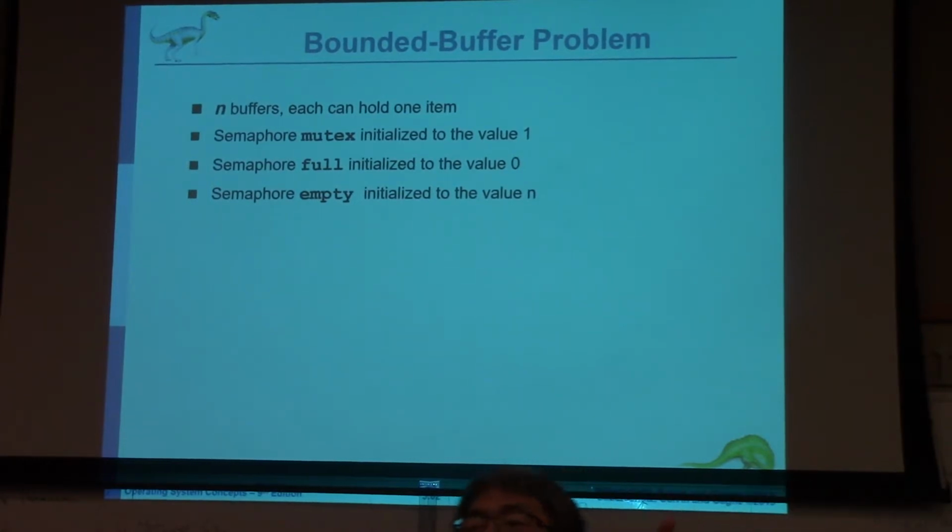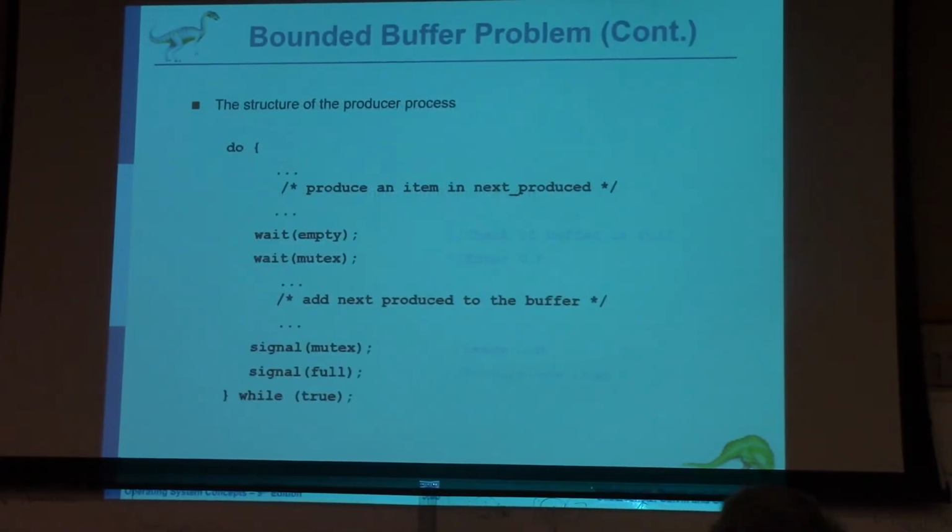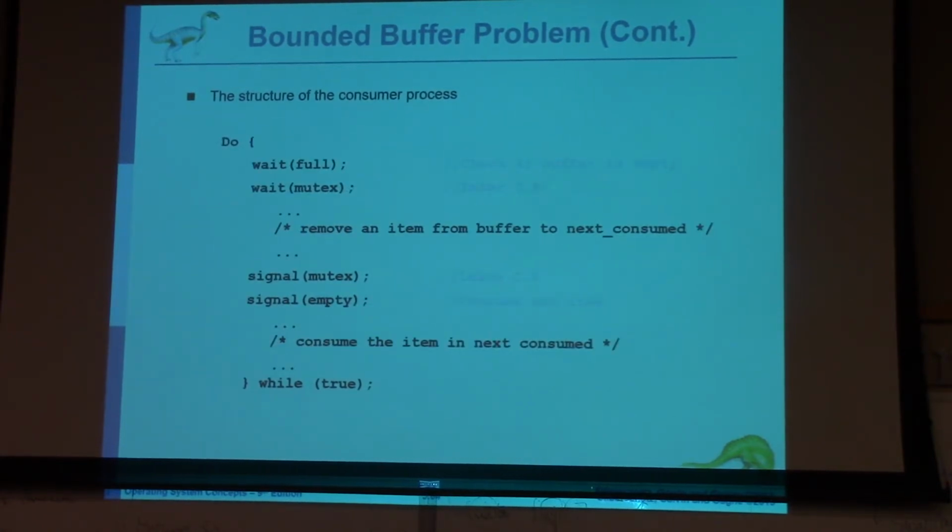So the buffer is not unlimited. It's limited. It's full or empty. We check the full or empty using the semaphore. It's getting the mutex lock and releasing the lock. At that time, we need to change the value of empty and the value of full. So that is the solution.